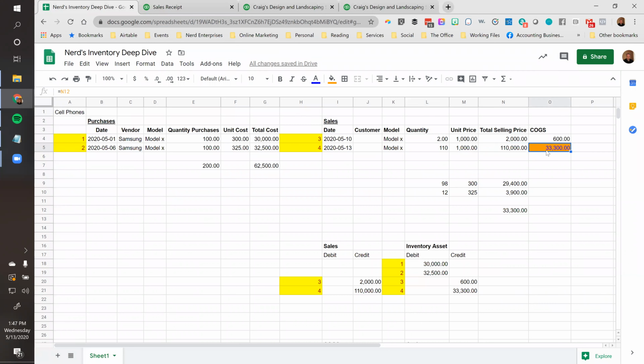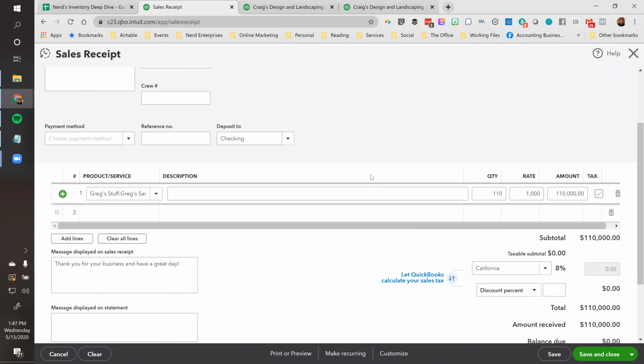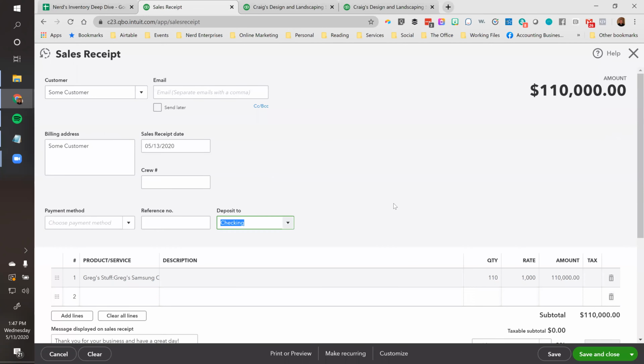110,000. This time our calculated cost of goods sold is going to be the blending of the first 98 going out at 300, and then the next 12 going out at 325, right? That's our cost of goods sold calculation. This goes into the checking, right?